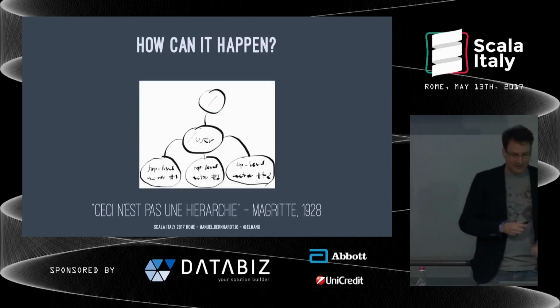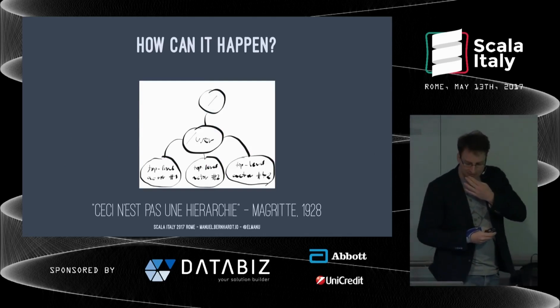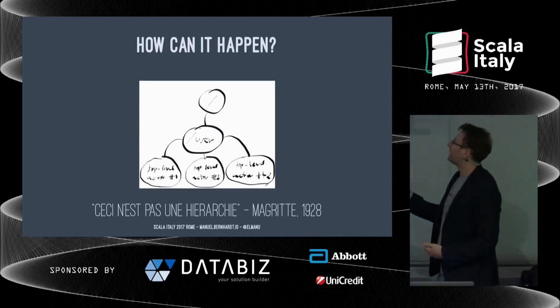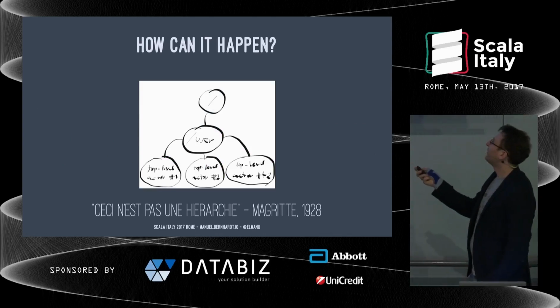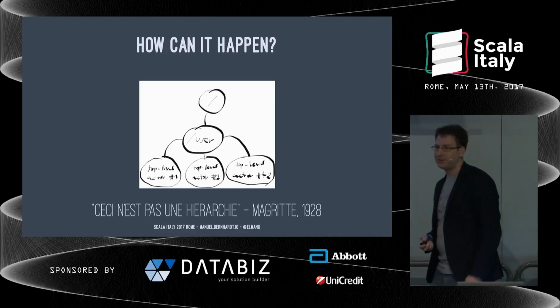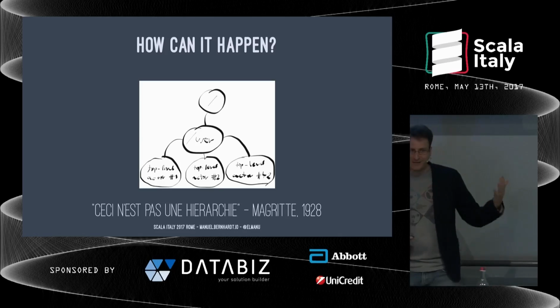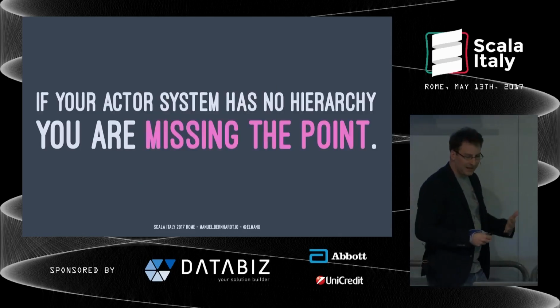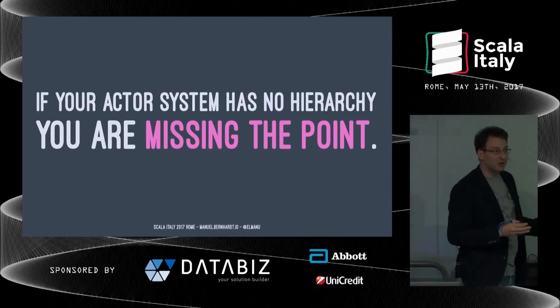So this is a classic painting by Magritte, Ceci n'est pas une hiérarchie. So here you have the root guardian, here you have the user guardian, and here you have the actors of the application. So here we have 3 top-level actors. And if that's your hierarchy, you're in for trouble. I mean, if this is how you're designing your actor system, you're missing the point of Akka.